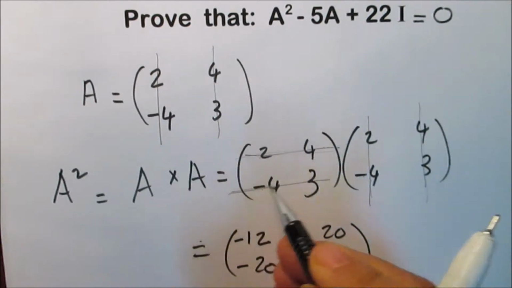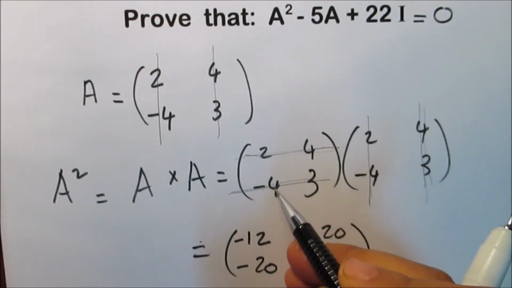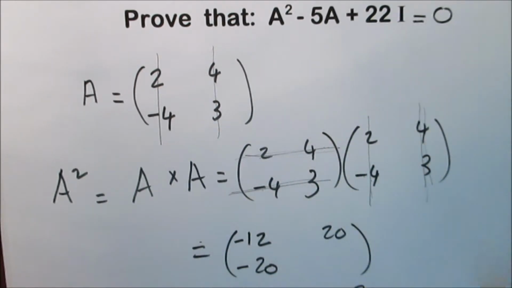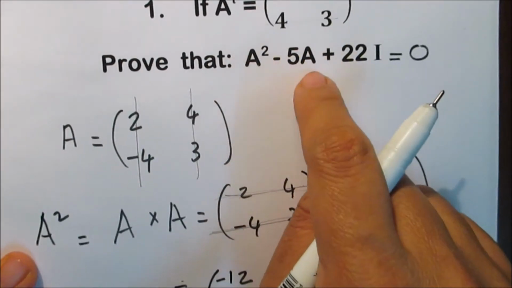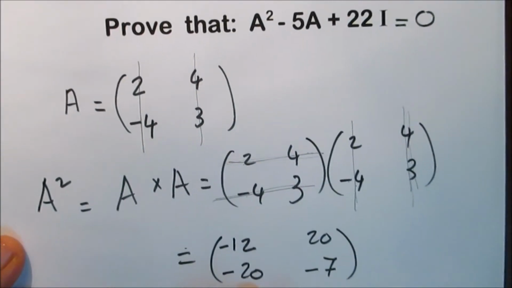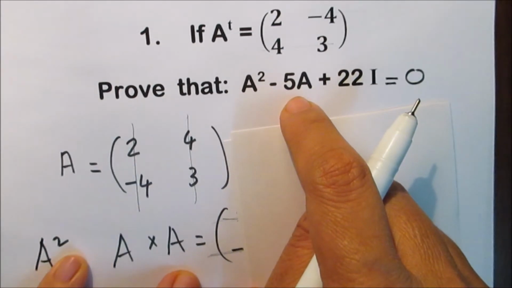Finally, second row with the second column: negative 4 times 4 is negative 16, and 3 times 3 is 9. Negative 16 and 9 is negative 7. Now let's rewrite the equation in terms of the matrix A. This is A squared. Now let's find negative 5A.